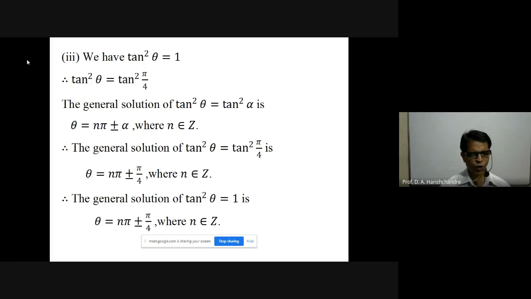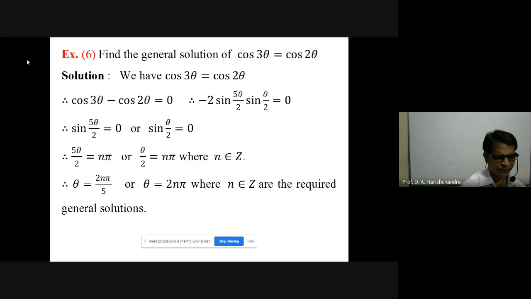The general solution of tan square theta is equal to tan square pi by 4 is theta is equal to n pi plus or minus pi by 4, n belongs to Z. And therefore, the general solution of the original trigonometric equation tan square theta is equal to 1 is also given by the same formula, theta is equal to n pi plus or minus pi by 4, where n belongs to Z.